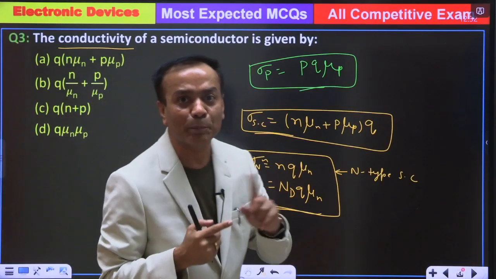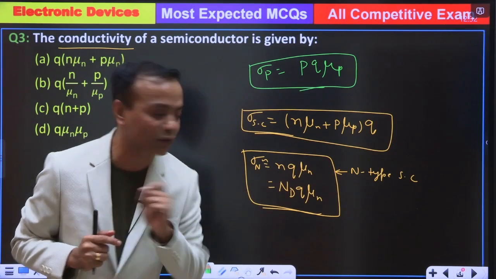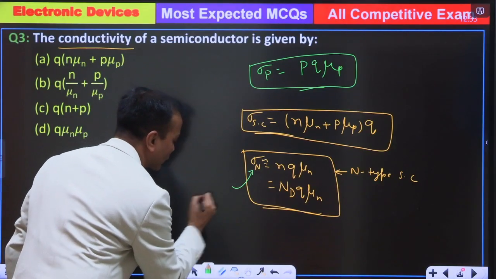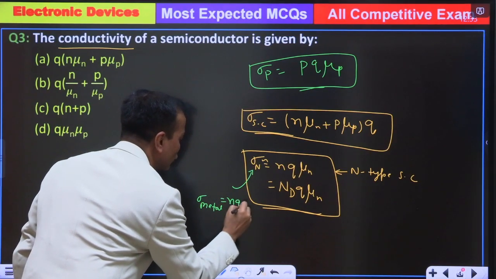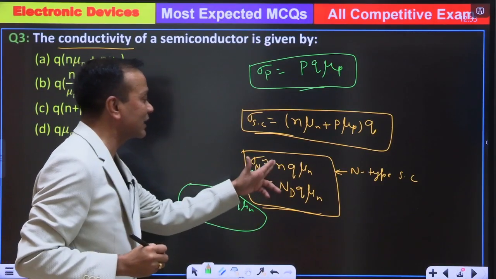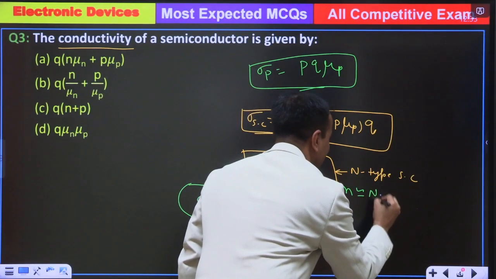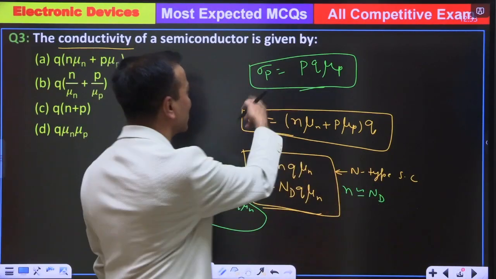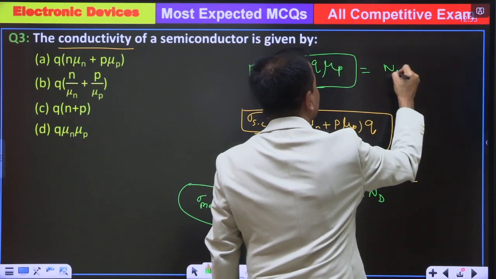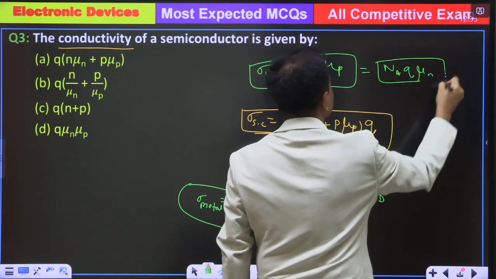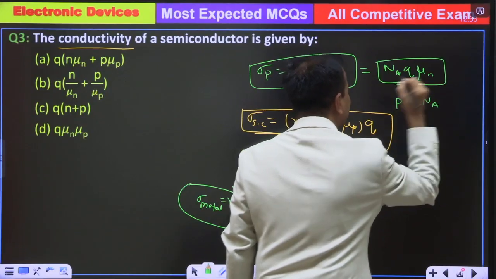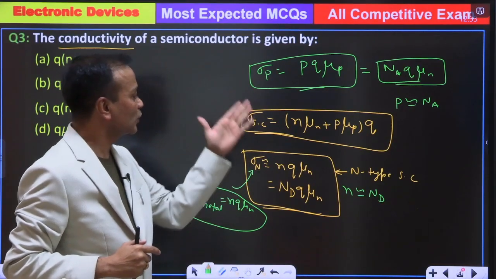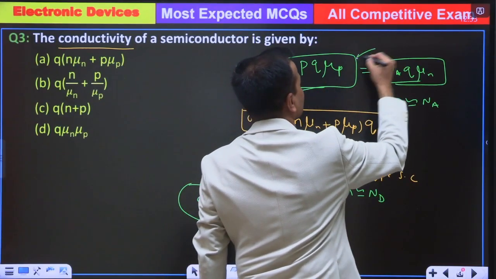And in the case of a metal, we have only one charge carrier, the electron, so the conductivity of the metal can be written by this only: n q mu n, where n is the concentration of electrons. Here n is approximately Nd, which means the concentration of electrons is similar to the concentration of the doping atoms, so it can be approximated. Similarly, here it can be written as Na into q into mu p, where small p is approximately equal to Na. It means the conductivity depends upon the doping and upon the mobility of the charge carrier. This is for n type, and this is for p type.